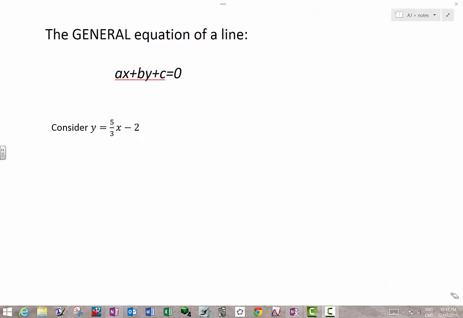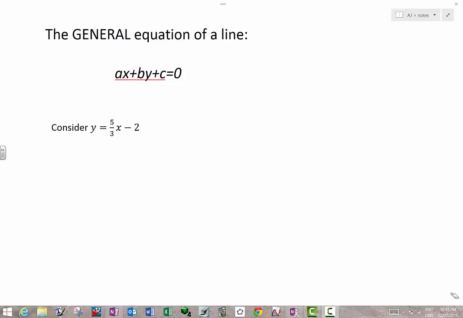In this brief video, we're going to look at the general equation of a line. This is the third type of expression of a line and is actually perhaps the least useful. However, it does have a few properties which are worth looking at. Consider y equals 5/3 x minus 2.